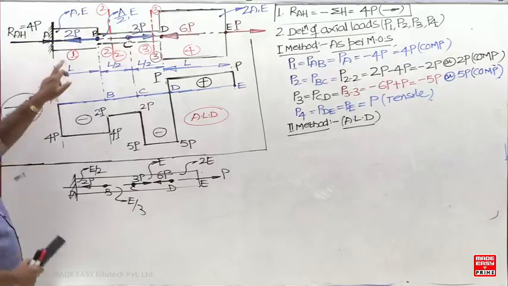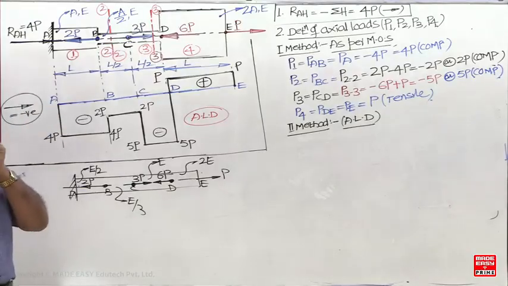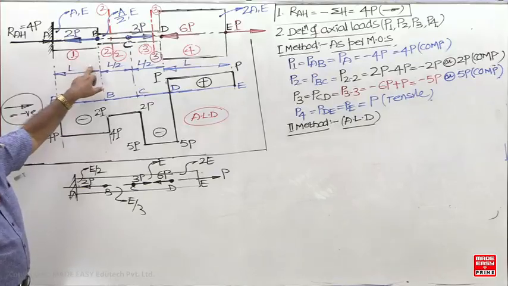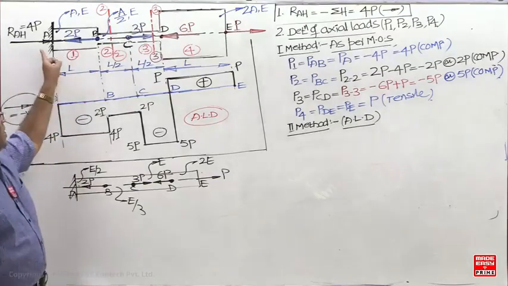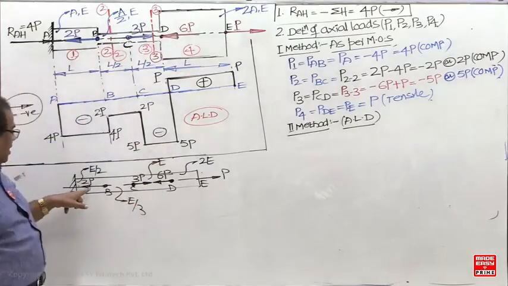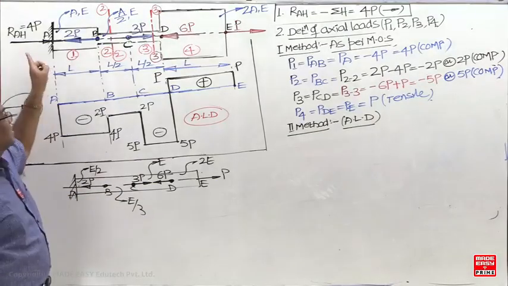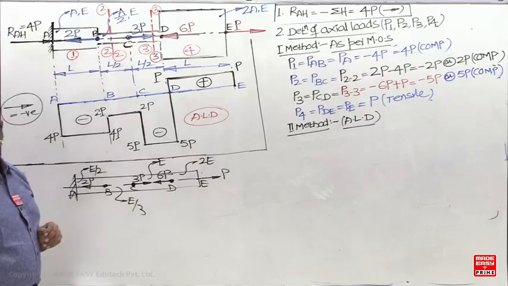So what is the difference between this bar and this bar now? It is a non-prismatic bar or stepped bar. This is a prismatic bar. But it is made of the same material. But this is made of different material. Young's modulus is different, meaning the material is different. But which one is the same in both the bars? Loadings are the same.